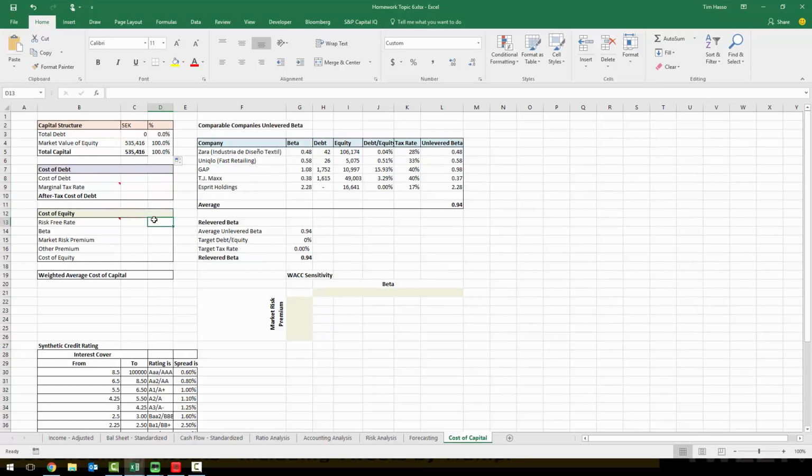So this information we can already put into our cost of equity calculation because we'll need it there as well. So put in 0.75. Our cost of debt is effectively going to be equal to the risk-free rate plus the spread, which in our case is the lowest spread there is, which is 0.6, which means that the cost of debt for H&M is 1.35. We then need the marginal tax rate for H&M.